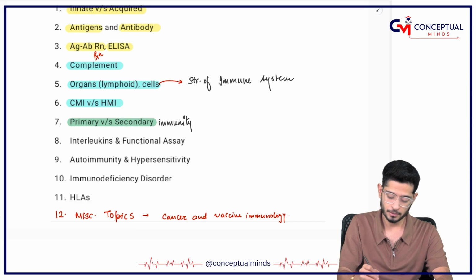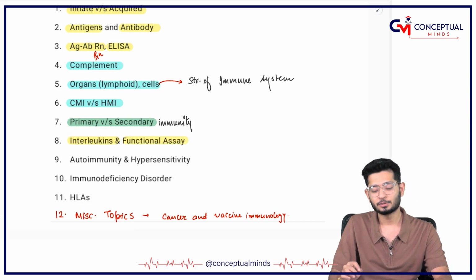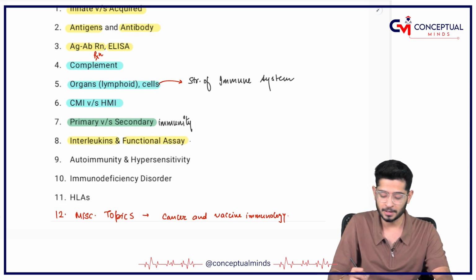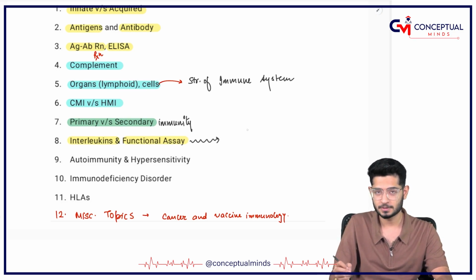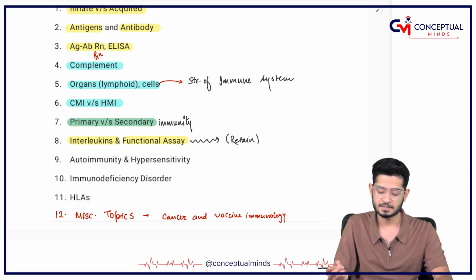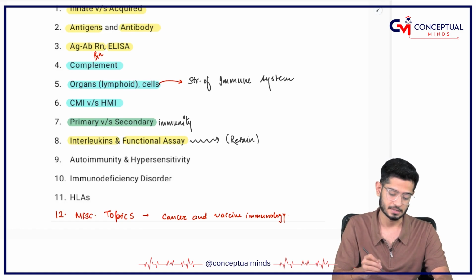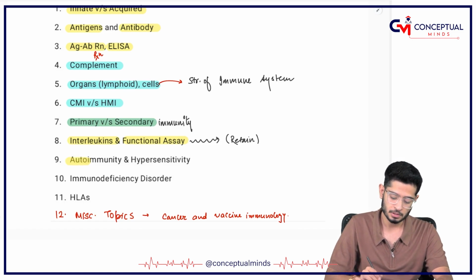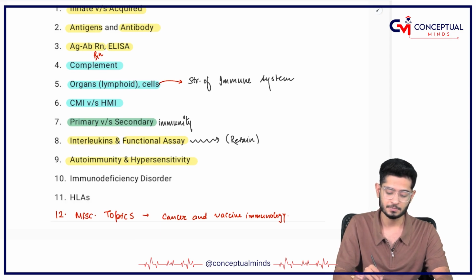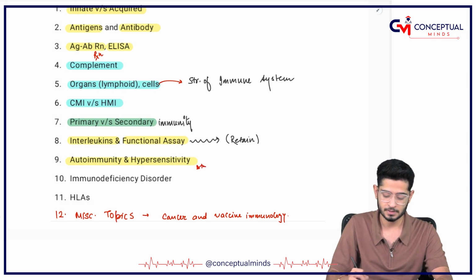Then we'll move on to the interleukins and functional assays. I know that the topic itself is not very difficult, but the retention of this topic is difficult, so I'll make sure that you retain it for a good period of time. So we'll discuss the interleukins and the functional assays also. Next comes autoimmunity and hypersensitivity. So autoimmunity and hypersensitivity are going to be the next topics.